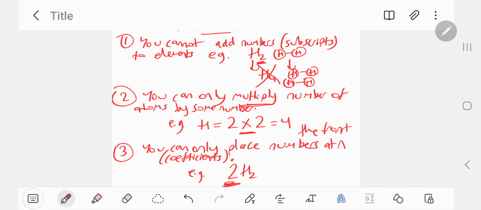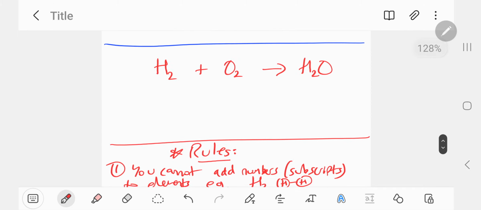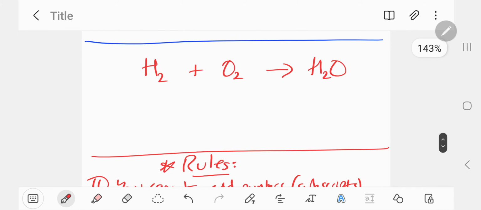And you can only place numbers at the front, at the start of elements. These are the 3 rules. So let's see how these 3 rules work. Let's try and see what's happening here.